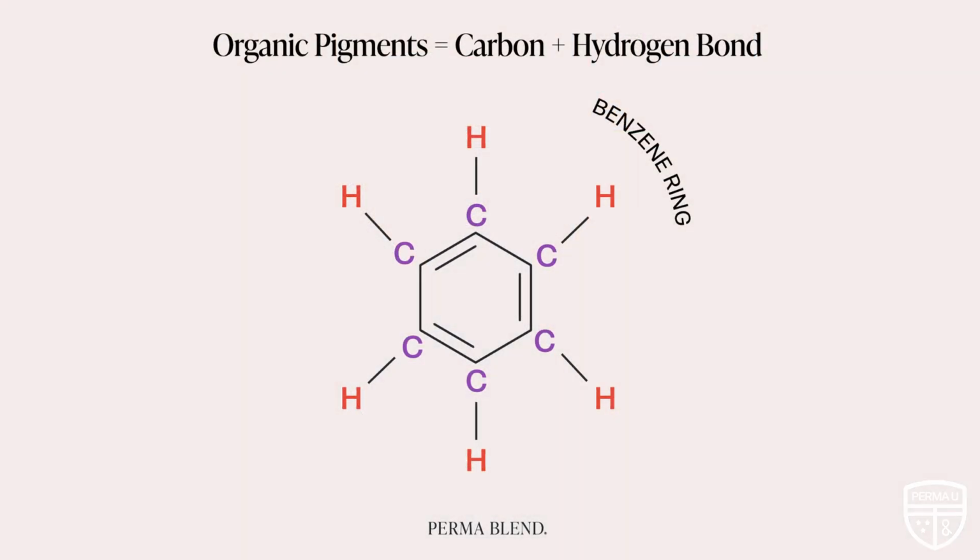Hybrid is a new phrase now in the industry to describe these blends. All of our organics are synthetically made, meaning that they are lab created in a controlled environment. Organic pigments are all comprised of carbon and hydrogen bonds. An organic pigment must have both elements in order to be considered organic. Everything living is a carbon-based life form.